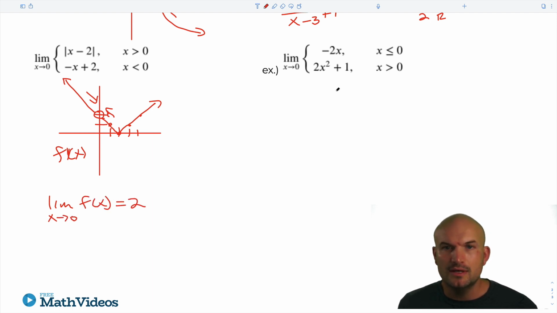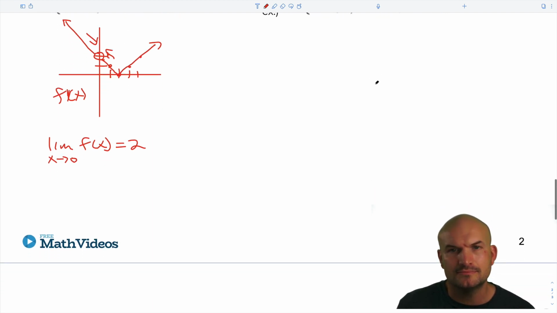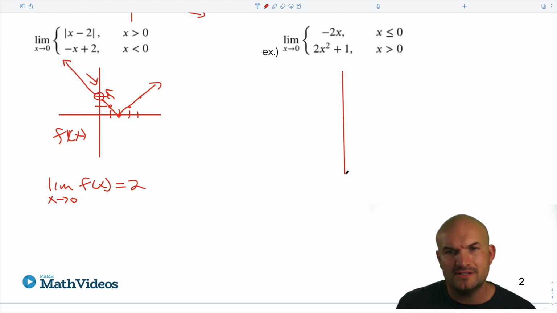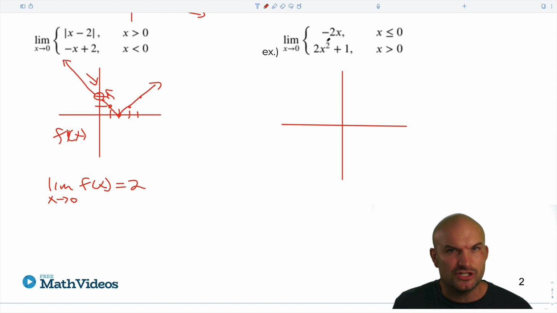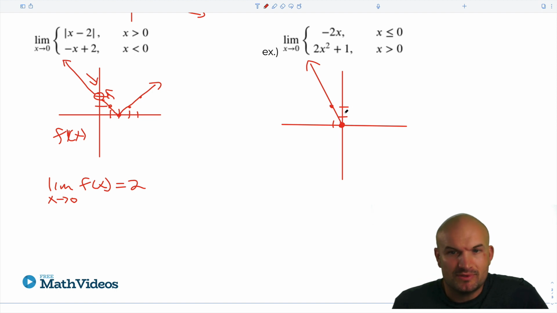All right, let's look at this next one. Let's go ahead and graph it. I have negative 2x, which is going to be a linear function with a y-intercept at 0. That's a less than or equal to, so it looks something like that. Awesome. And then we have 2x squared plus 1. That's going to be up 1, and that's going to be an open circle. I should have done it a little bit higher. And then that's going to be a quadratic, so it's going to look like there.